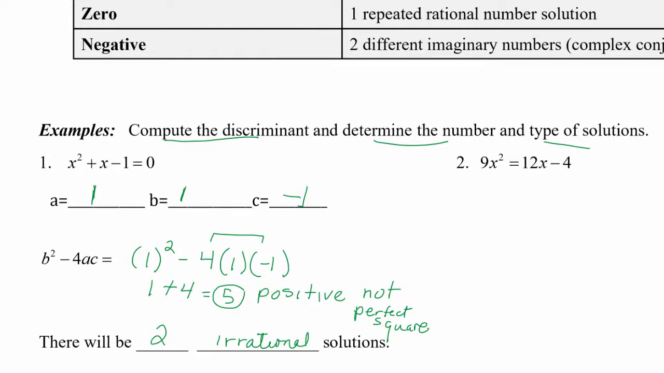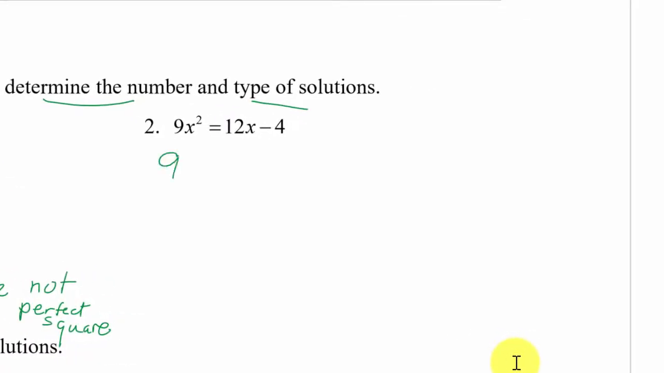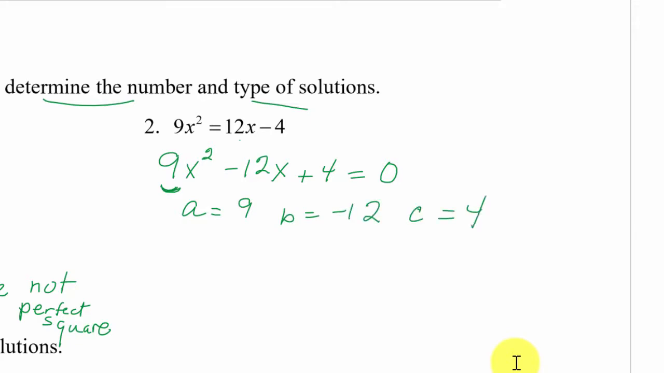Okay. In number 2, this quadratic equation is not in standard form, so we are going to rewrite it in standard form first. And remember, it's a good idea to keep your a positive, so we're going to move the 12x and the negative 4 over. Subtract 12x plus 4 equals 0. So now a is 9, b is negative 12, c is 4.